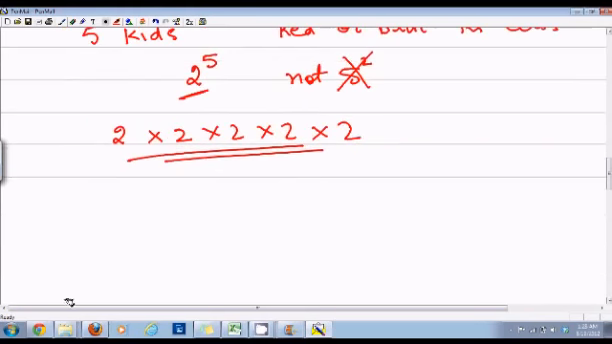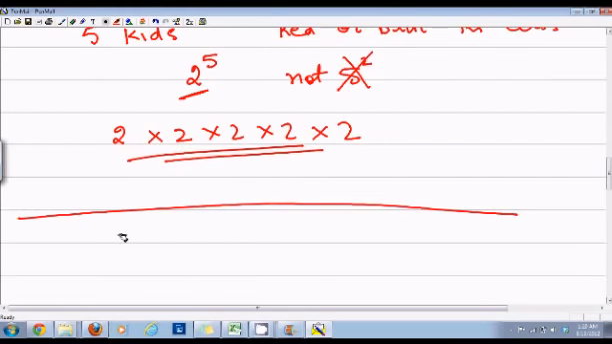Okay, and now let's go to another example. So we have 3 kids, and we want them to stand in a queue. So they will stand 1, 2 and 3 in a queue. And I want to know what can be the different orders, or how many types of arrangements are possible.